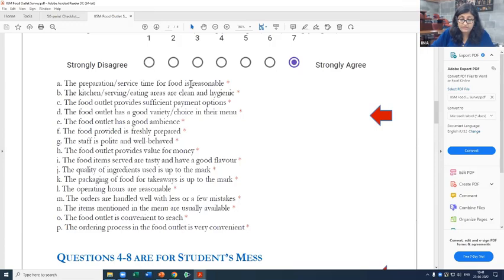A much better question to ask would be, on an average, how long does it take for the food to reach you once you have ordered? Less than 5 minutes, or maybe less than 30 minutes, more than 30 minutes. Define it.